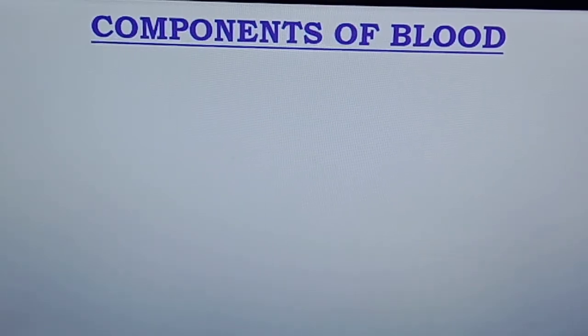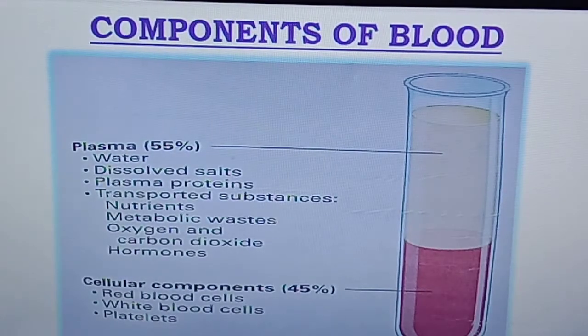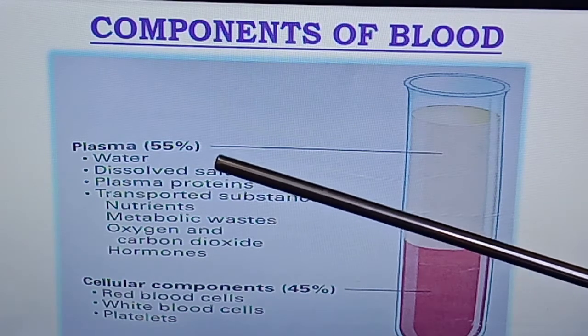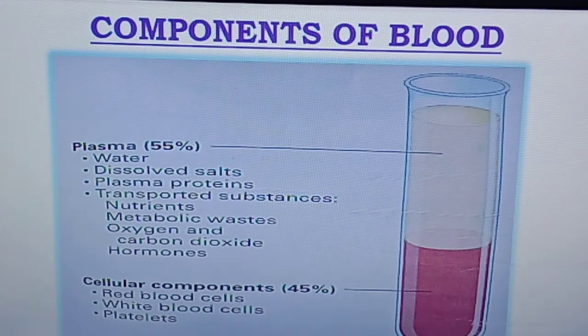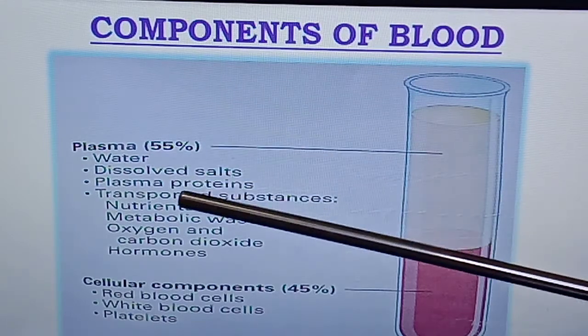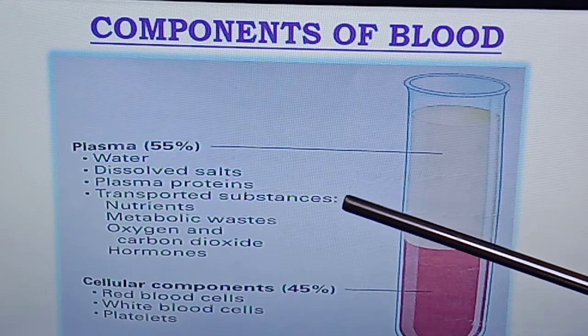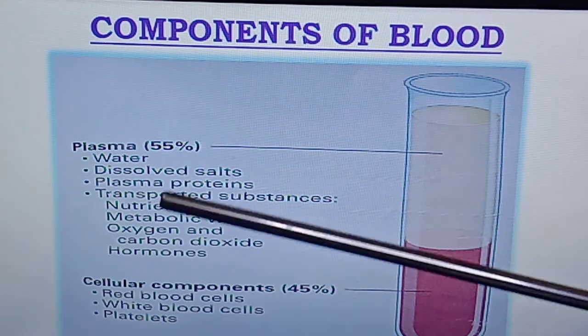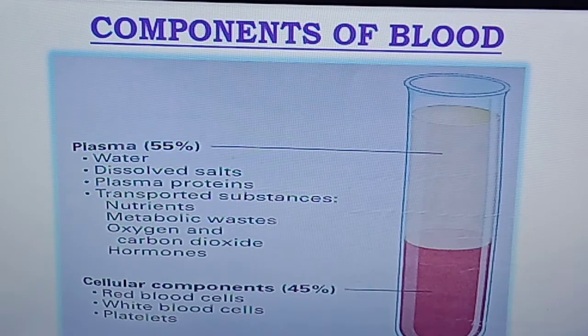The components of blood. Plasma and cellular components are the components of blood. 55% of blood consists of solution or plasma that contains water, dissolved salts, plasma proteins, transported substances such as nutrients, metabolic waste, oxygen, and carbon dioxide, and hormones. And 45% of blood contains cellular components such as red blood cells, white blood cells, and platelets.